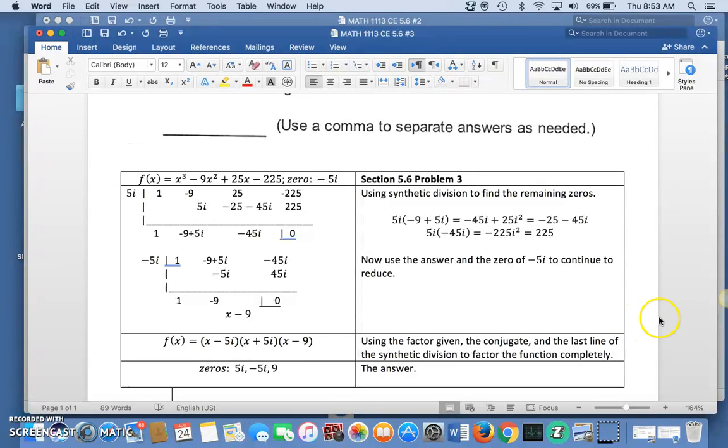Synthetic division does come in pretty handy in these kind of problems. Just take your time, be careful.